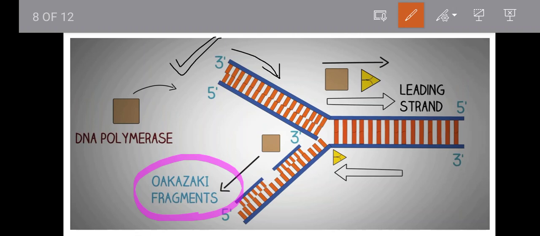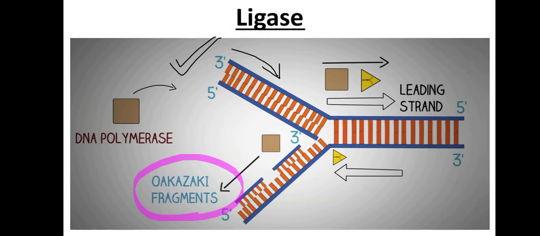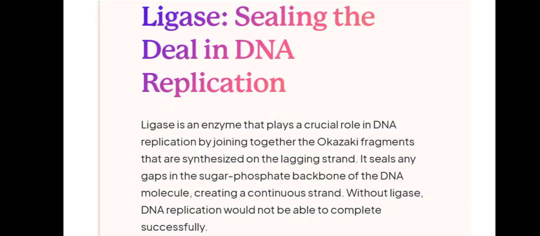It is a fragmented strand and is being ligated or glued with the help of the enzyme called ligase. Ligase is an enzyme which glues the whole DNA strands. Now this is the definition of ligase. This is the sealing of DNA replication. So ligase is an enzyme that plays a crucial role in DNA replication by joining together the Okazaki fragments.